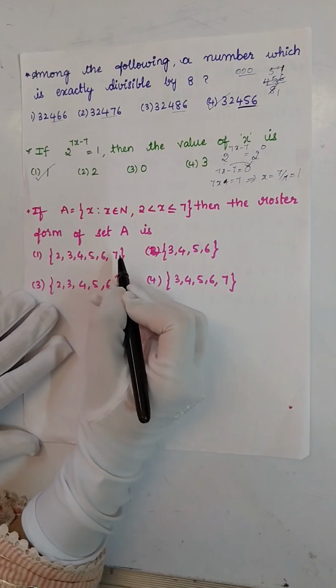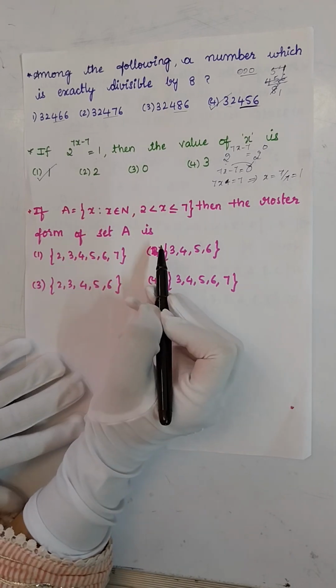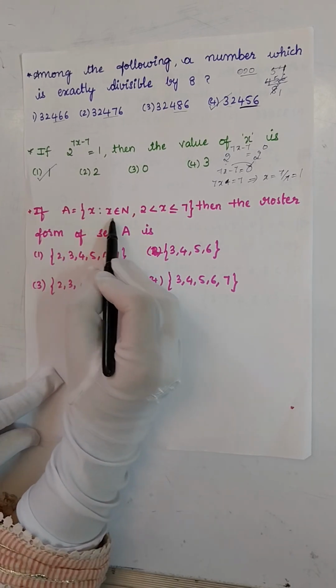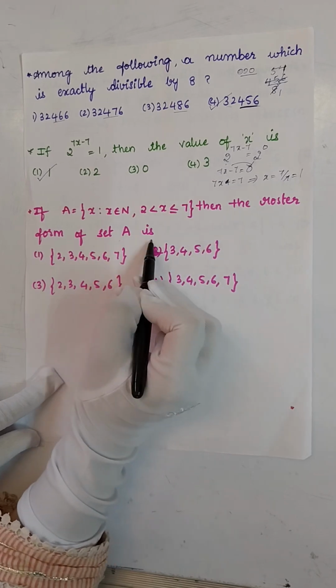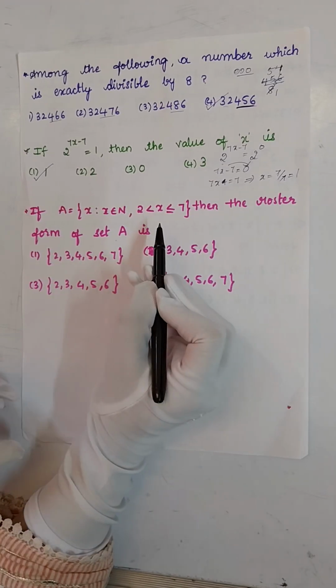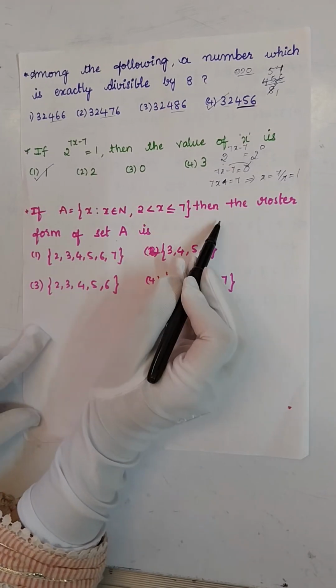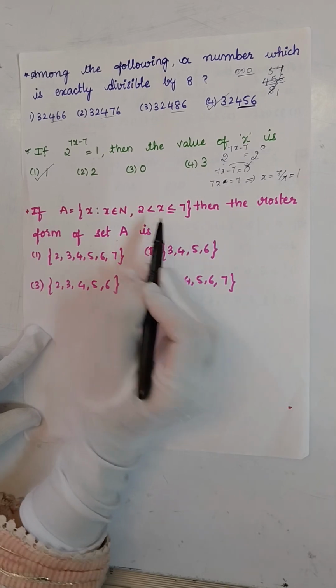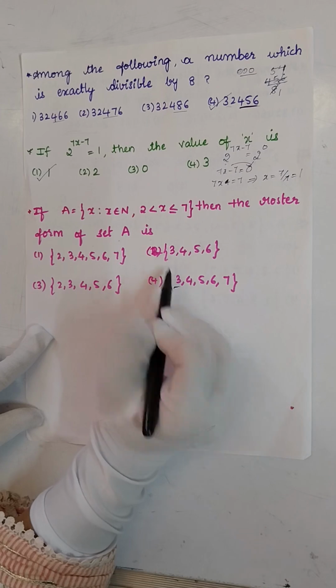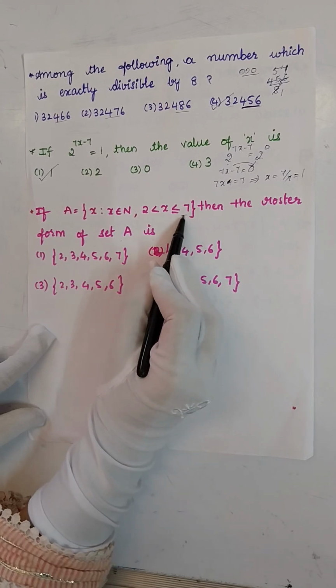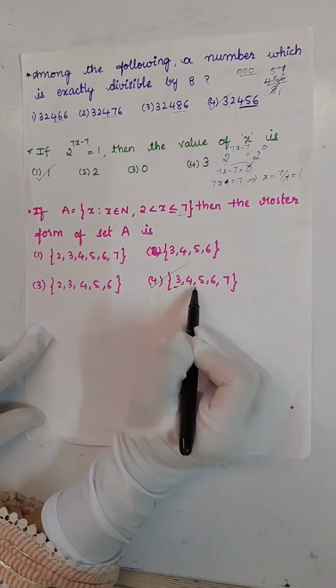And one more question I have taken from the sets. These 3 questions are from the previous year itself. If A is x such that x belongs to N, x is greater than 2 but less than or equal to 7, then the roster form of set A is. So here, in sets, two forms are there: set builder form and the roster form. So we have to find the roster form. Here all four options are in roster form, but it is very simple. x is greater than 2, so which option is greater than 2? Here this is the option which is greater than 2. So these two. But what are they telling? It should be less than or equal to 7. So this is the only one which satisfies: 3, 4, 5, 6, 7.